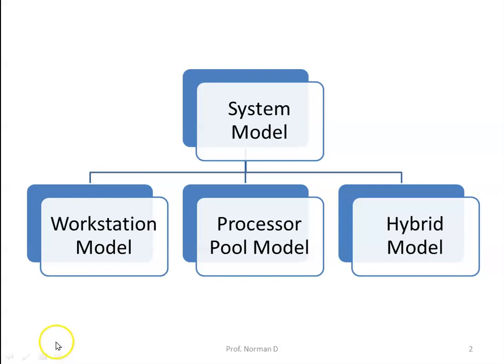So we have three different models in which the processors can be organized. The first one is the workstation model. The second one is the processor pool model. And the third one, the hybrid model. Now in this session, we will be discussing only the workstation model. The processor pool model and the hybrid model will be discussed in part 2.